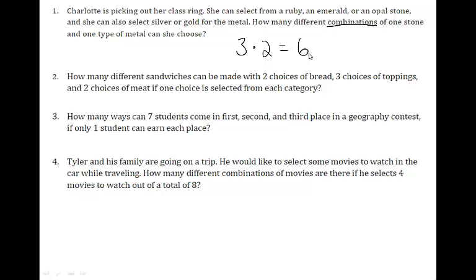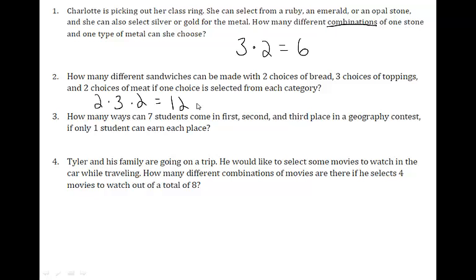How many different sandwiches can be made with 2 choices of bread, 3 choices of toppings, and 2 choices of meat? So again, this is like the fundamental counting principle where you're just going to multiply the choices. 2 times 3 times 2 gives you 12.